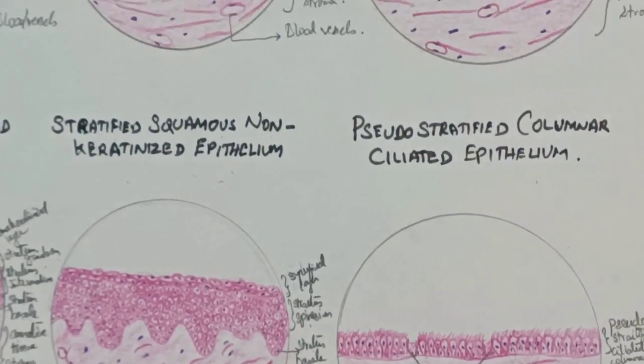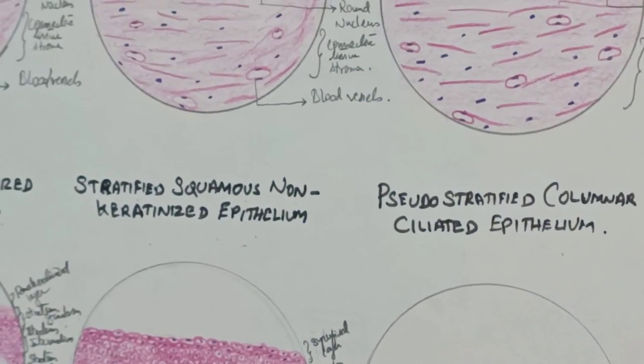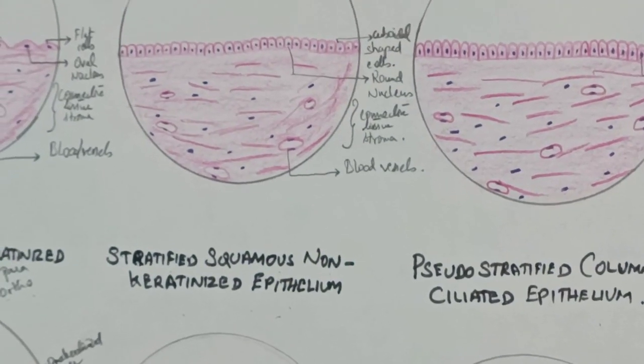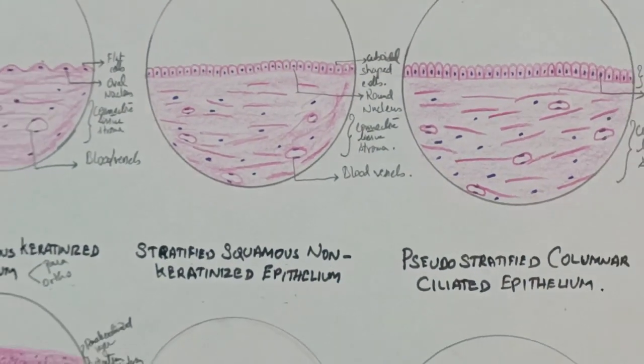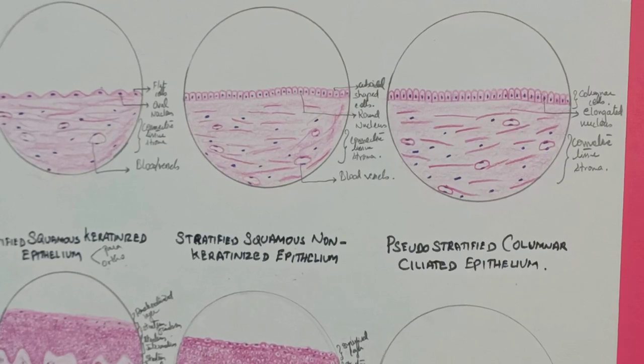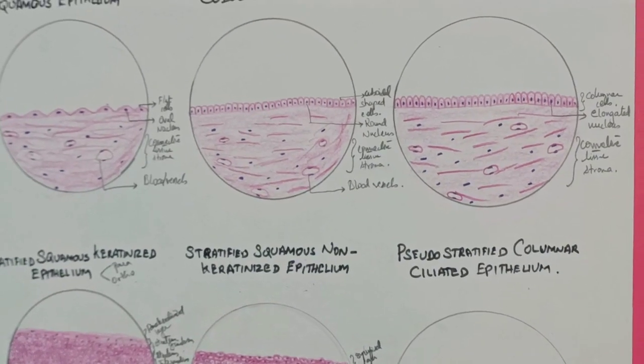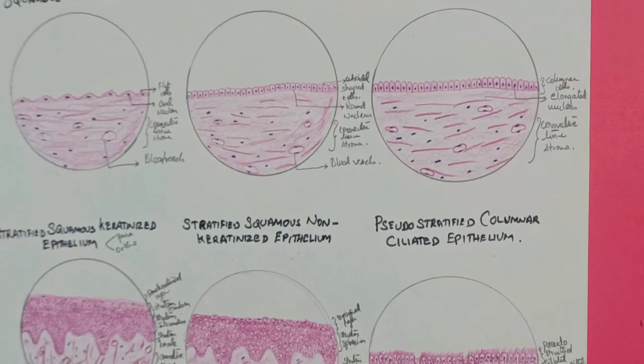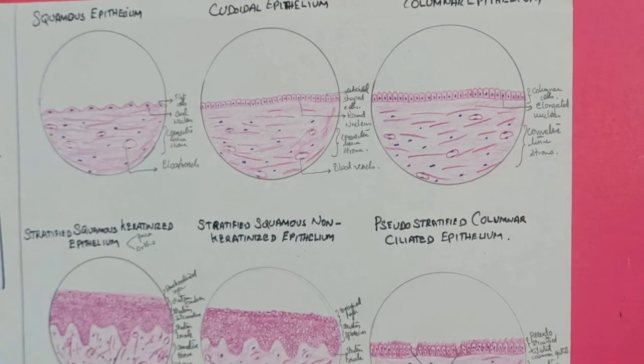So with this I have wrapped up all the diagrammatic representations of the various epithelia that we covered in the classification of the epithelium, starting from simple to stratified, and finally I covered pseudostratified.